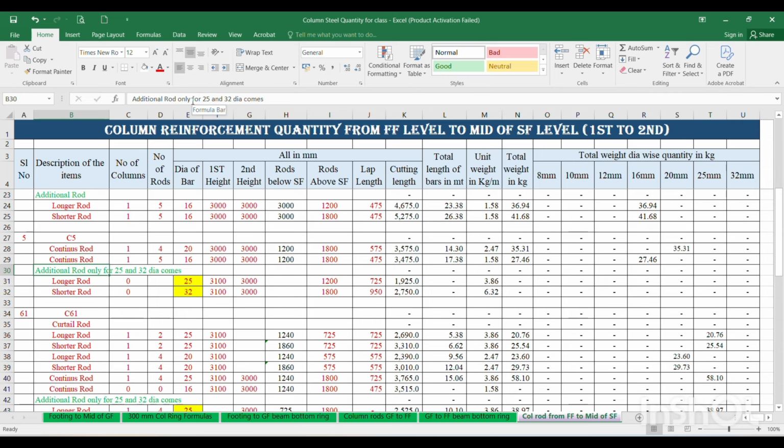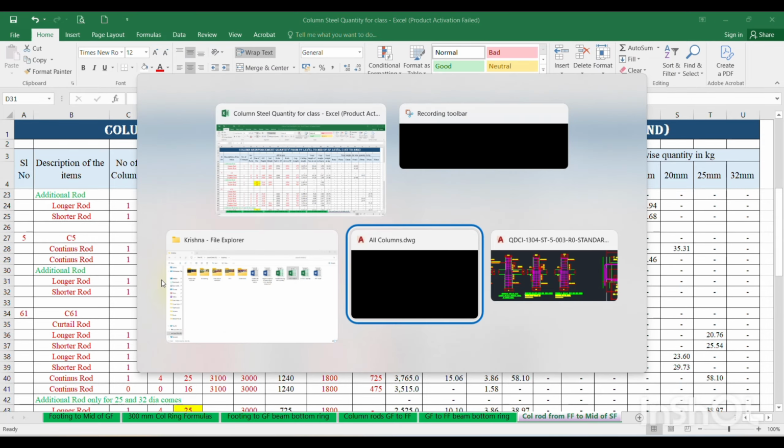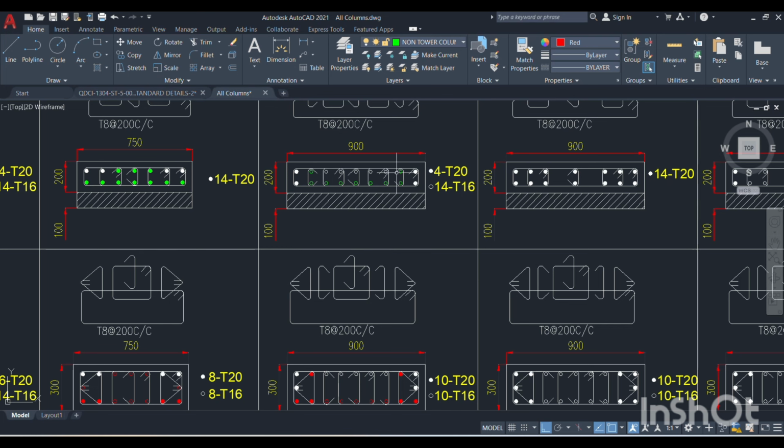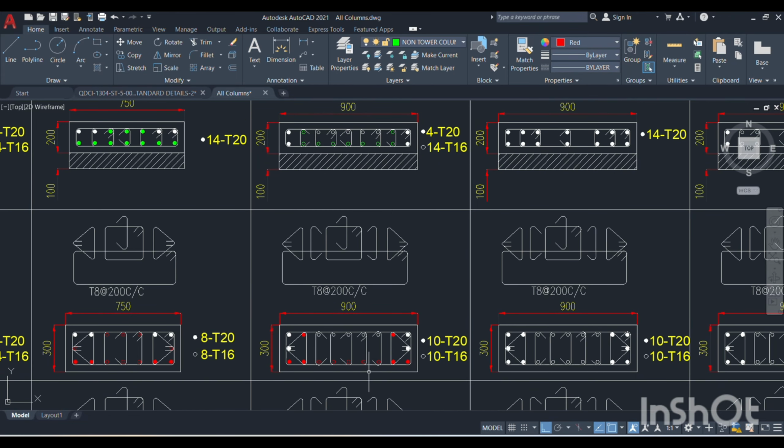And what are the additional rods over here? These are the additional rods, longer rods. Number of column is 1, and additional rods. The green color I have marked, those are additional rods. 1 2 3 4 5 6 7 8 9. So out of 14, 5 are continuous rods, 9 rods are additional rods.